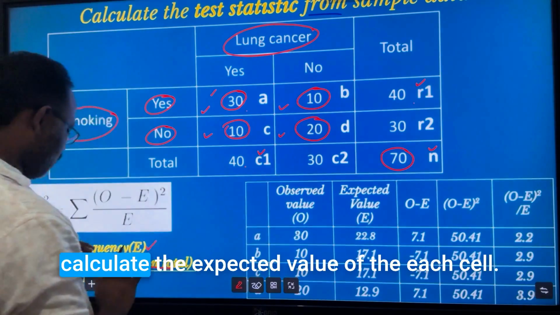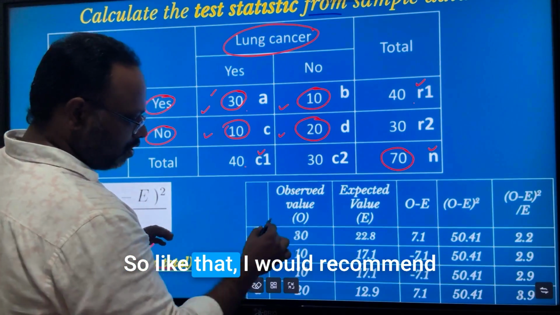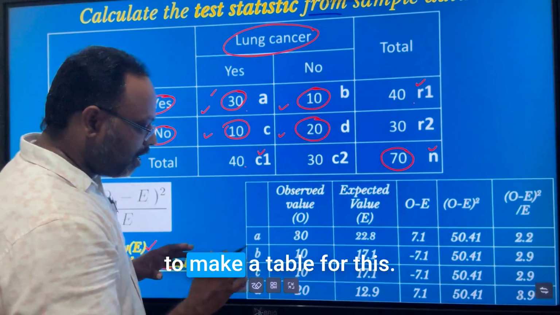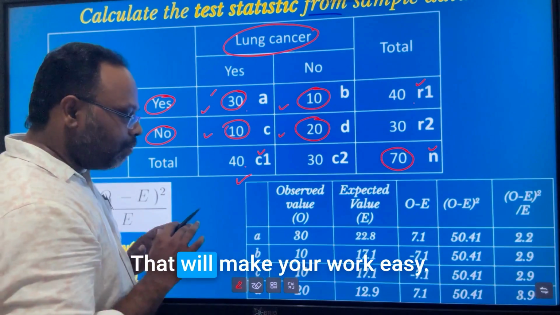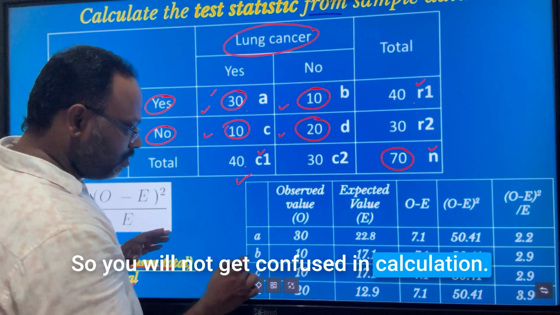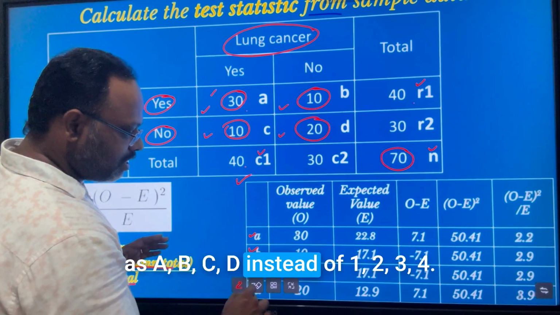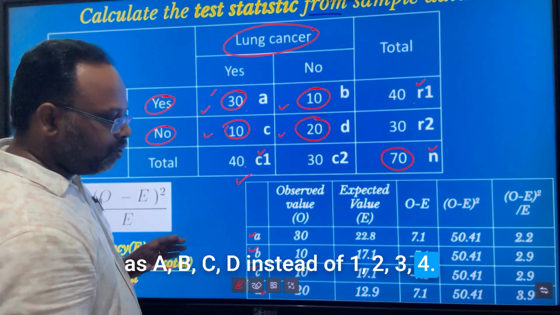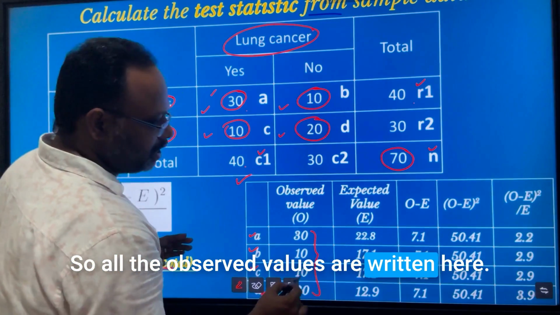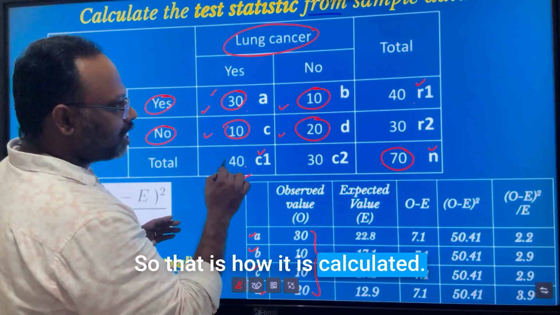So that is how we calculate the expected value of each cell. I would recommend making a table for this, which will make your work easy, so you will not get confused in the calculation. We put all the cell names as A, B, C, D instead of 1, 2, 3, 4. All the observed values are written here. Then the expected values we need to calculate. So that is how it is calculated.